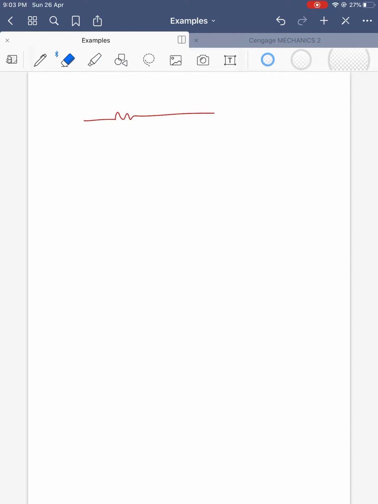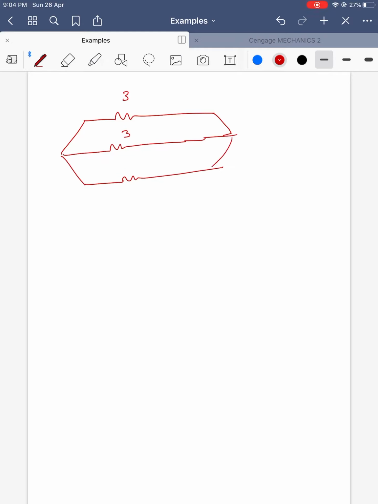5, okay, 3 and 9. They are connected to a voltage of say 15 volt. Find the total current. Find the current passing through the circuit. And what is the potential drop across this?